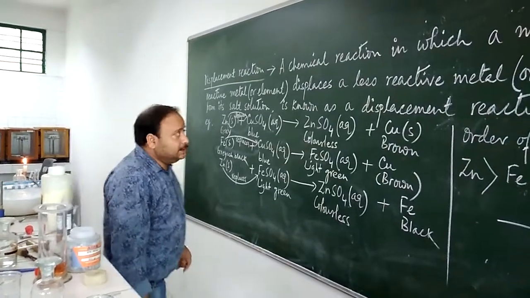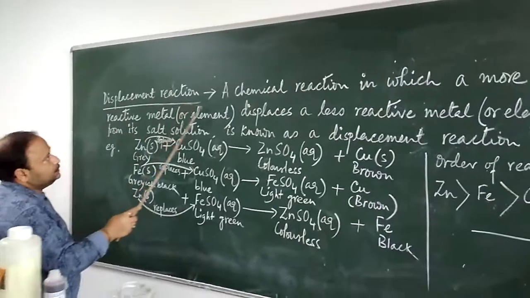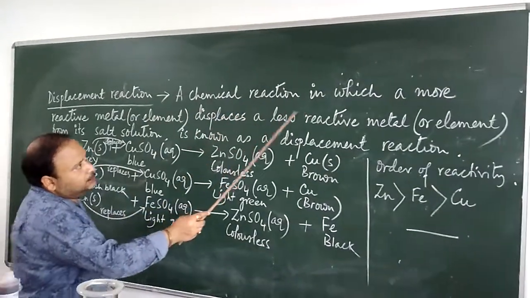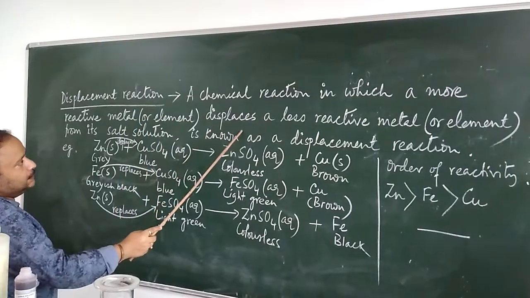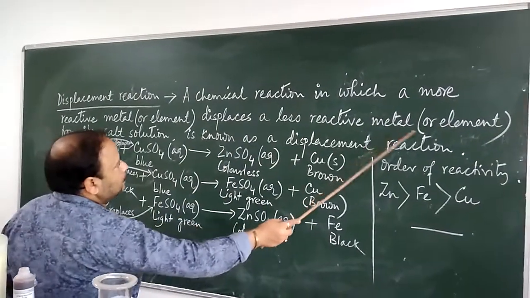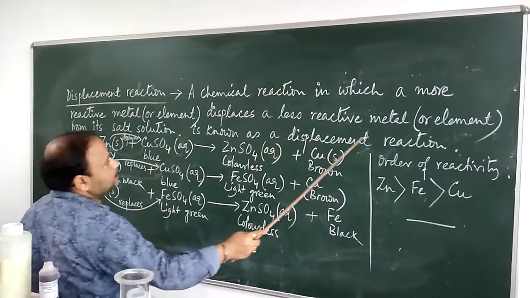Hello children, in this video we will learn about displacement reactions. What is a displacement reaction? A chemical reaction in which a more reactive metal or element displaces a less reactive metal or element from its salt solution is known as a displacement reaction.